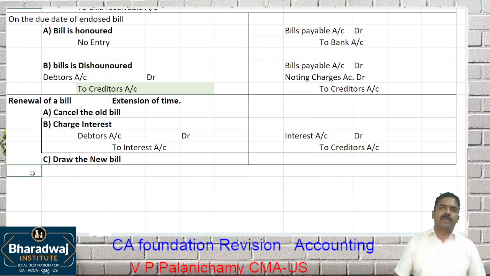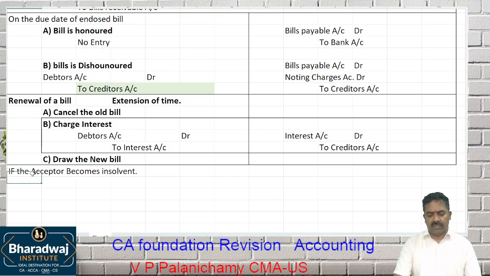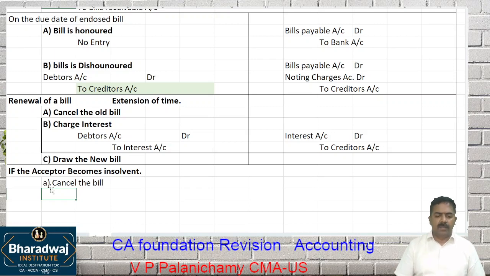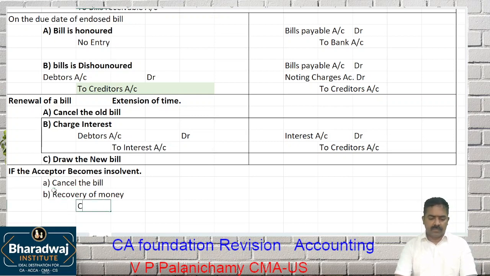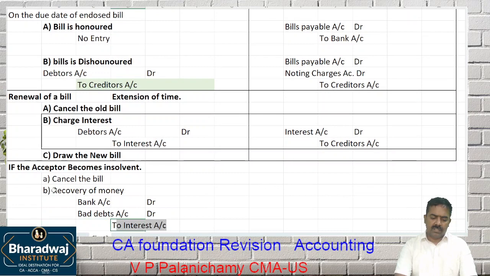Next, suppose a person becomes insolvent, if the acceptor becomes insolvent, what to do? First, you cancel the bill. Cancellation entry depends on whether it is a normal bill, discounted bill or endorsed bill. Cancel the bill. Then second, for recovery of money, what entry will you pass? Bank account debtor. If you are not able to recover the money, it is called bad debts account debtor, to which account? Debtors account.